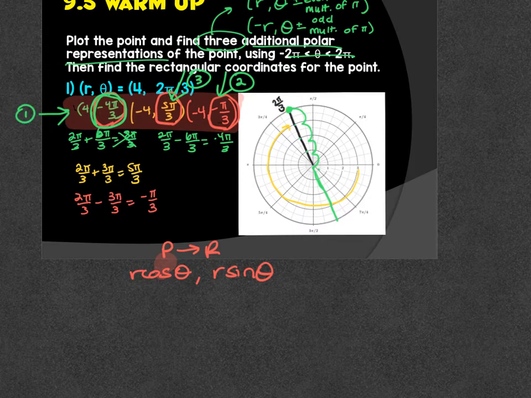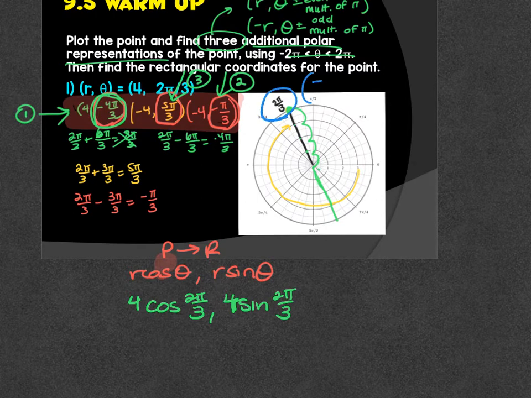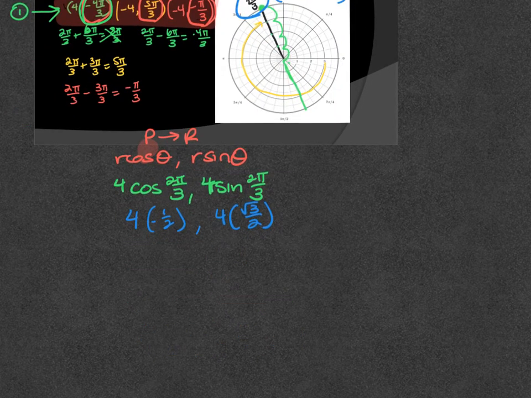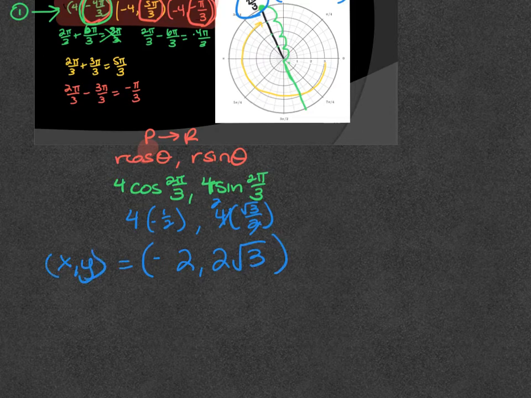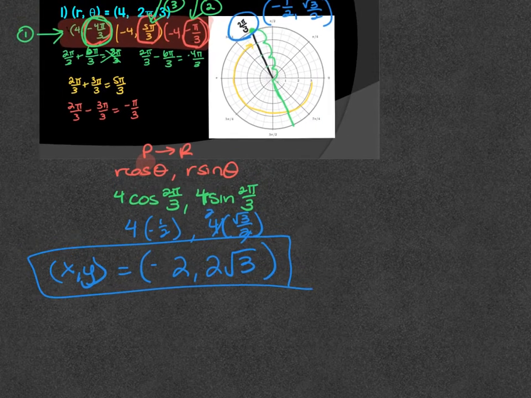Okay, back to the conversion. So R here is 4 cosine of 2 pi over 3, and then 4 sine 2 pi over 3. So if I had my unit circle, I would know that 2 pi over 3 has the coordinate point negative 1/2 and root 3 over 2. And then I would just plug in. Cosine is the x, negative 1/2. Sine is the y, root 3 over 2. And I'd get negative 2, this goes in twice, and 2 root 3. And it's an XY coordinate. So there's the conversion.